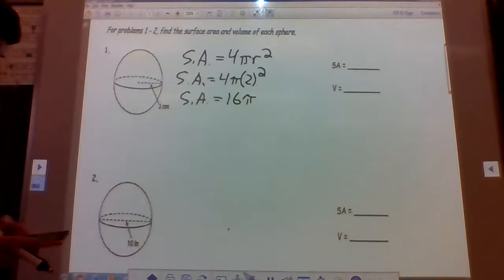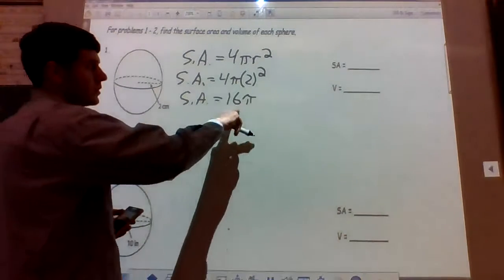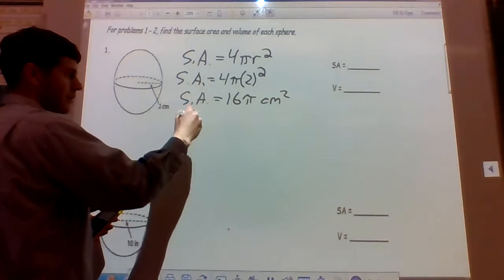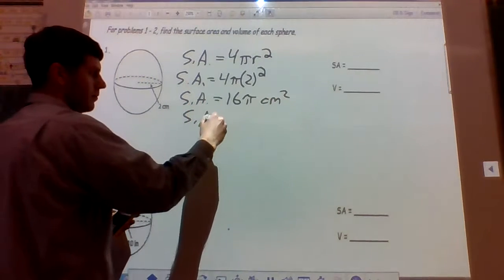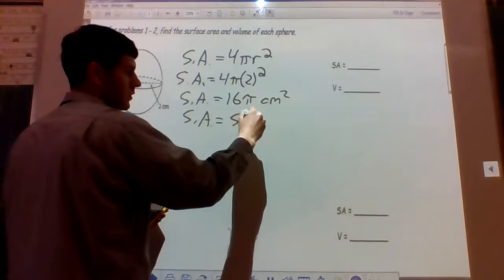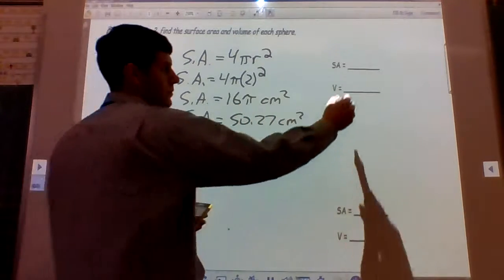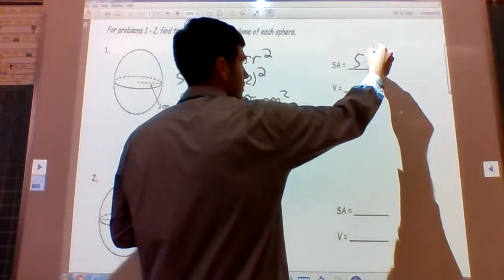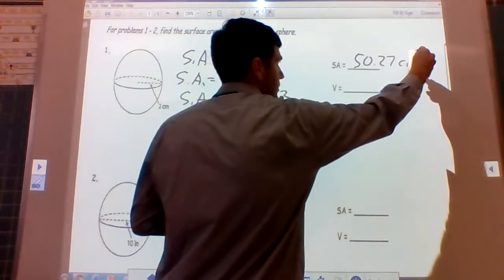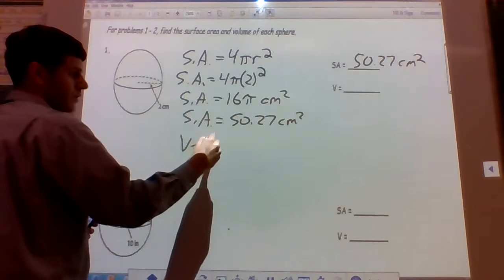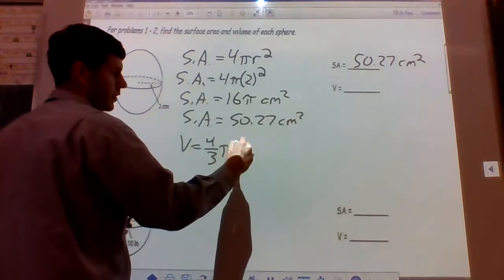16 pi. So again, this is the best answer, 16 pi centimeters squared. But if you wanted to round it off, we could put 50.27 centimeters squared. Okay, and then volume is 4/3 pi r cubed.